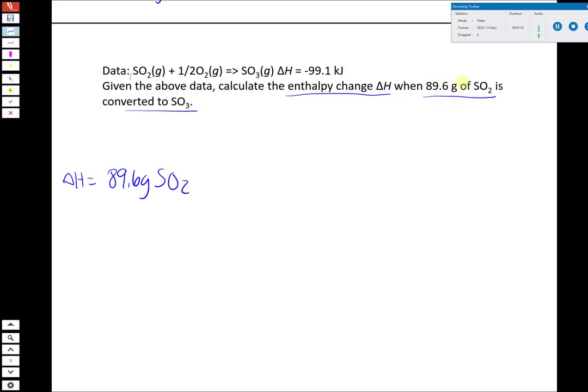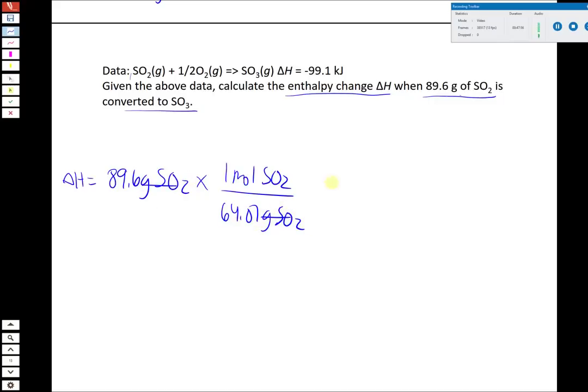So if we want to know the enthalpy change when we have 89.6 grams of SO2, we first have to convert this to moles, and then we can relate it to delta H using the thermochemical equation. So we're going to convert this to moles using its molar mass. 1 mole of SO2 has a mass of 32.07 plus 32, so 64.07. That's the molar mass of SO2.